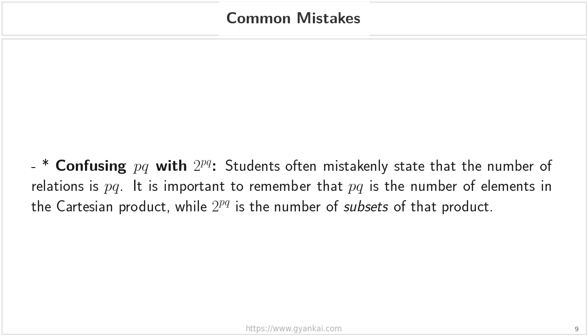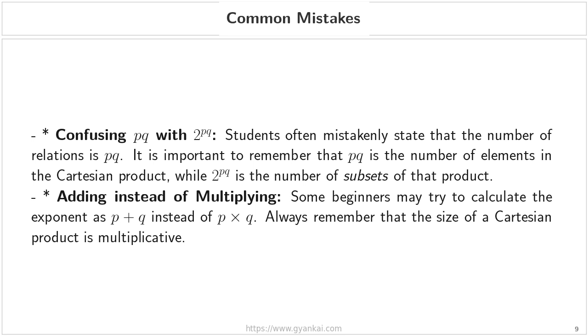First, a very common mistake is confusing the value of P times Q with 2 to the power of P times Q. I see students often state that the number of relations is simply P times Q. Please remember the distinction we made earlier. P times Q represents the number of individual elements within the Cartesian product itself. But because a relation is a subset, we must use the power set formula, which is 2 to the power of P times Q.